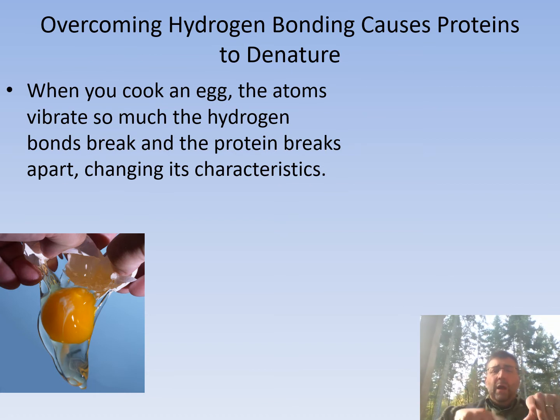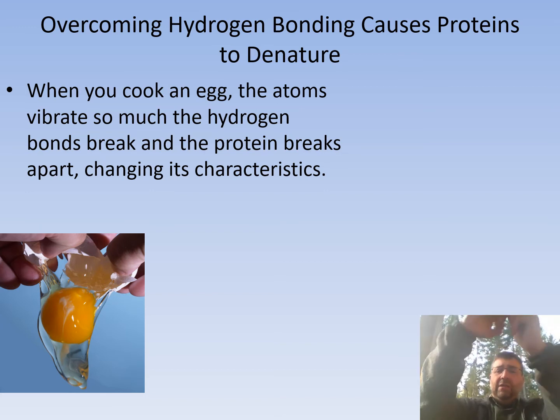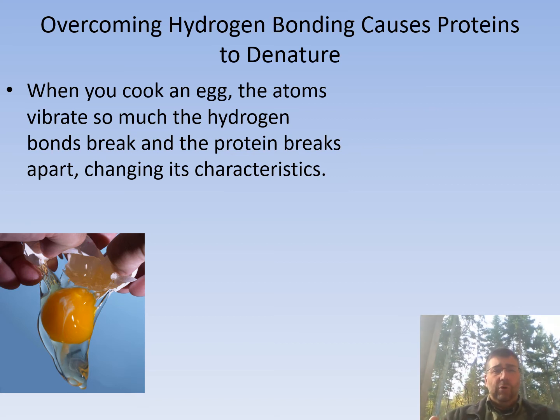Now, what ends up happening when you cook food is that you are adding energy to the system and causing the molecules to vibrate rapidly, and that can break the hydrogen bonds. That can cause the proteins and other molecules to unravel from each other. If you add enough energy to the system and these atoms vibrate enough, that hydrogen bond interaction will be overcome and the thing will peel apart and unravel.